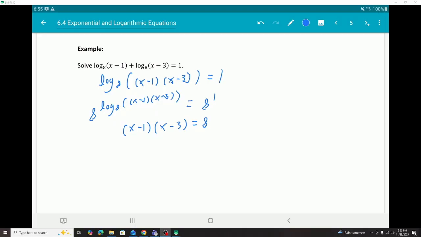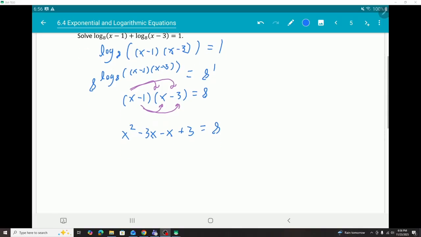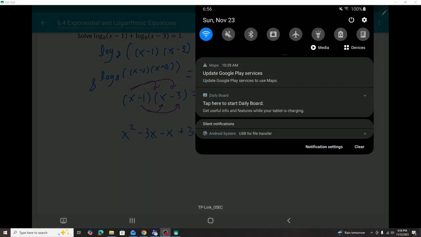Here you might be a little bit rusty on solving quadratic equations. How do we do that? Well, when this side isn't 0, we have some work to do. We have to FOIL. So let's FOIL. I get x squared minus 3x minus x, two minuses make a plus 3, equals 8. Going to do two steps at once here a little bit.